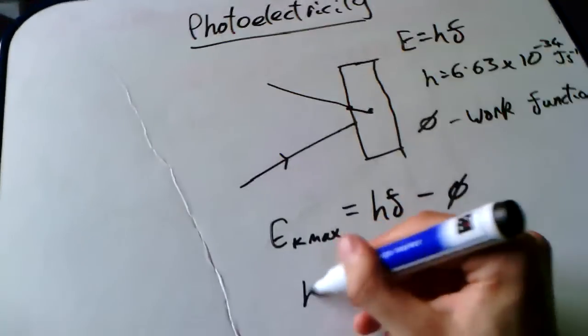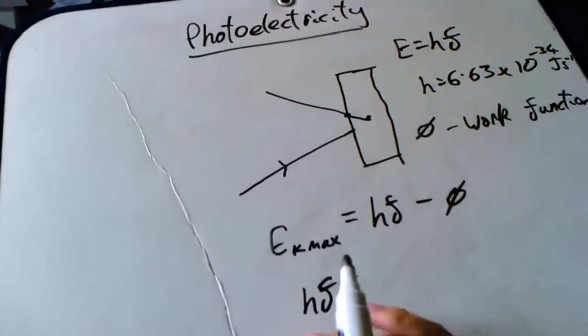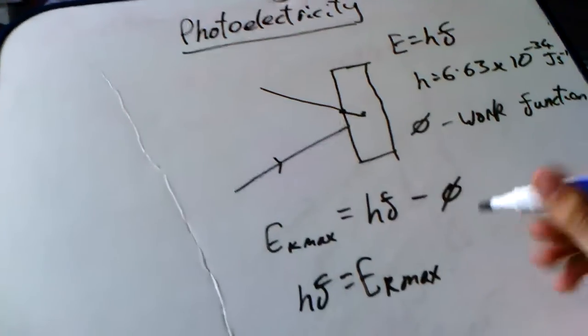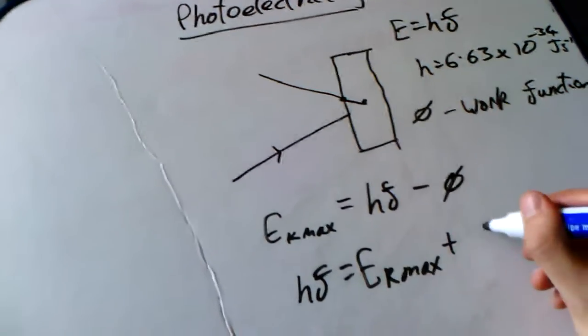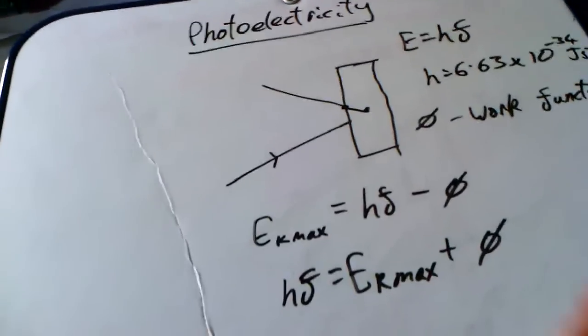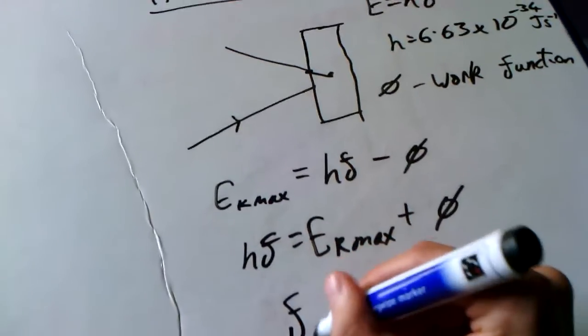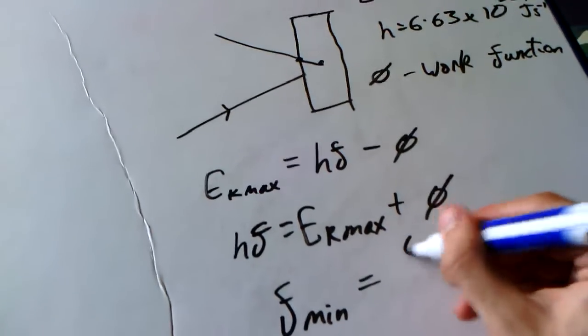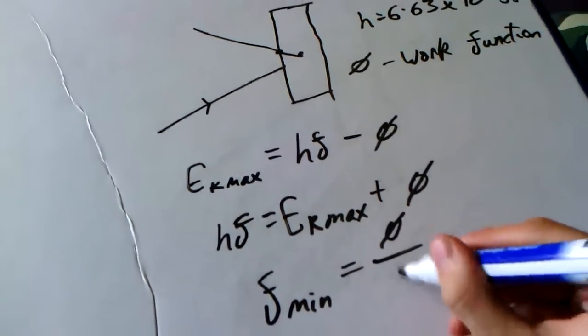So that means if we just do a simple rearranging, the energy of the photon is the kinetic energy of the photoelectron plus the work function. There we go. And we can do even more rearranging here. Well, it's a bit different, this one. The threshold frequency can be calculated by the work function over Planck's constant.